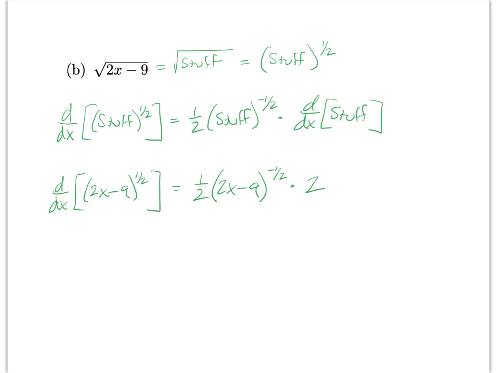And typically, I give you the advice not to simplify your derivatives unless you have to. But if you can significantly simplify something in one step, I say do it. So I'm going to times 2 and times a half. Those cancel to 1. So this is just (2x minus 9) to the negative 1/2.